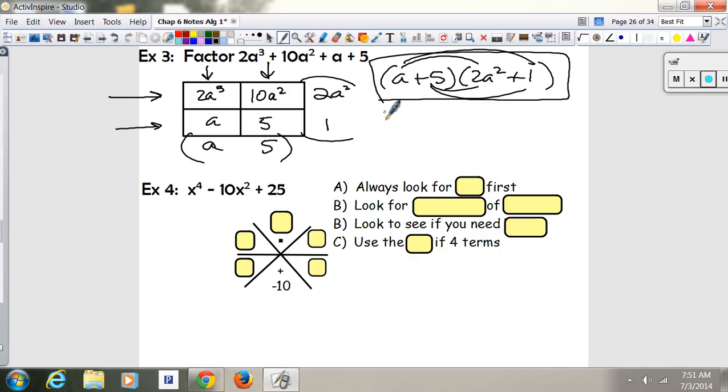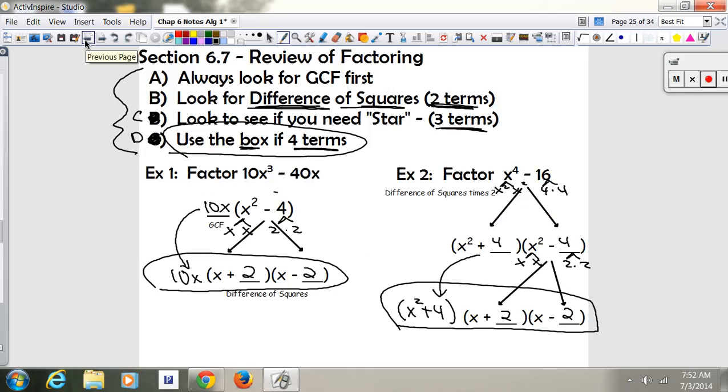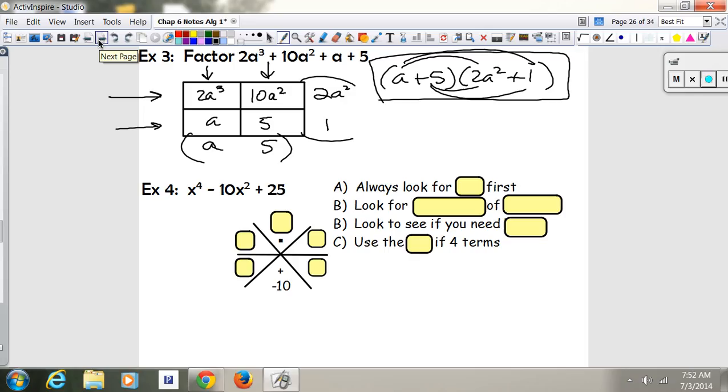All right, so that was example 3. Example 4, today I'm doing the algebra 2 one, so you guys are just working on your own. This one's got 3 terms. So 3 terms, you go back to 3 terms over here. Always look for GCF to see if there's a GCF, and then 3 terms is star. So let's see if there's a GCF. This one has x to the 4th, this one has x squared, this one doesn't have any x's, so no GCF. So here was the first thing, always look for a GCF first, and in this case we did not have a GCF.